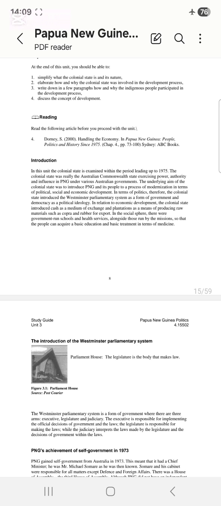And I'll read the second sentence. The colonial state was really the Australian Commonwealth state exercising power, authority, and influence in Papua under various Australian government. All right, here it extends further by saying what is a colonial state? The colonial state exemplified here is talking about the Australian government or the Australian colonial administration.